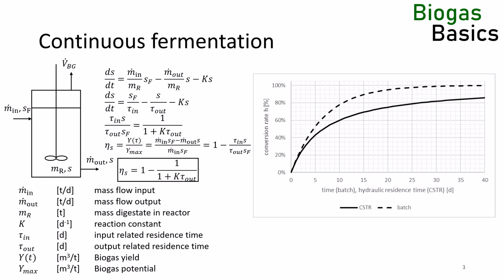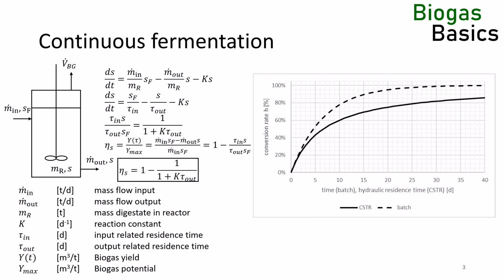The batch reactor shows a higher conversion rate than the CSTR, but it is important to distinguish the different time axes. For a batch reactor, the time axis is the time since the start of the experiment. The reaction is started at t equals 0 and continues to run. No new feedstock is added, no digested substrate is removed during the experiment time.